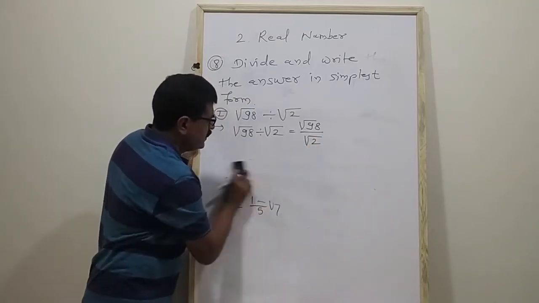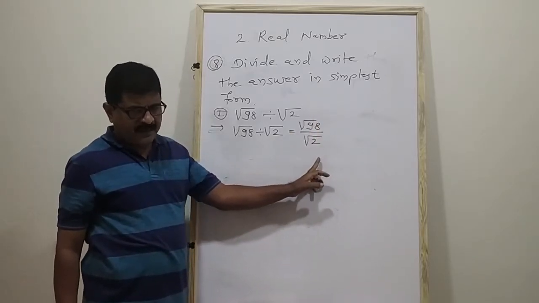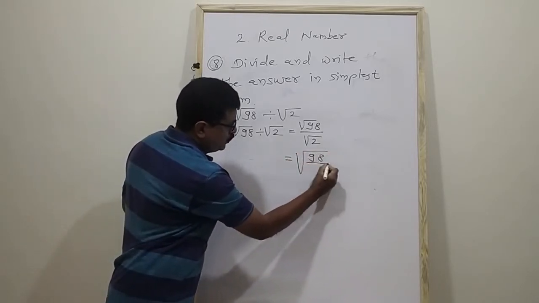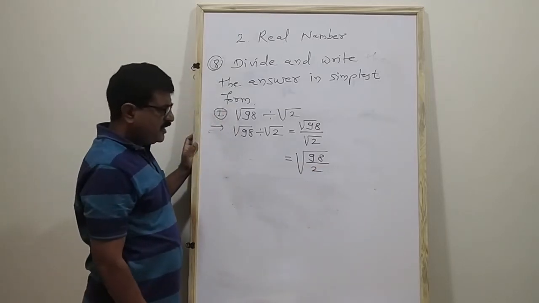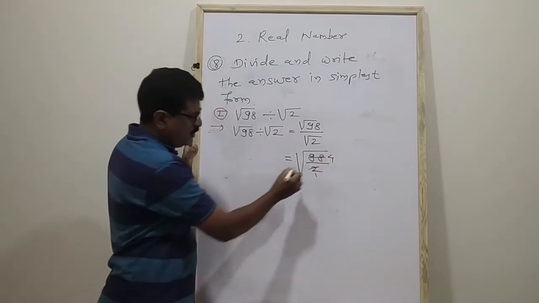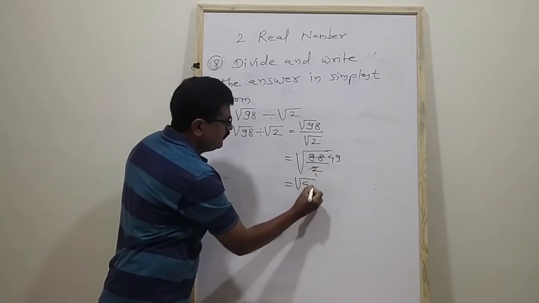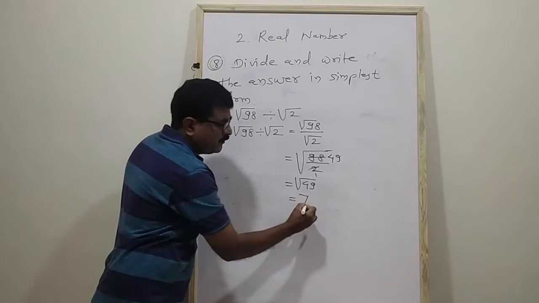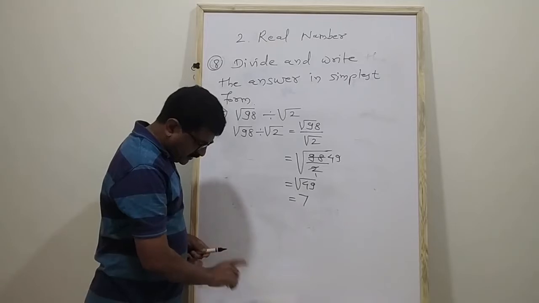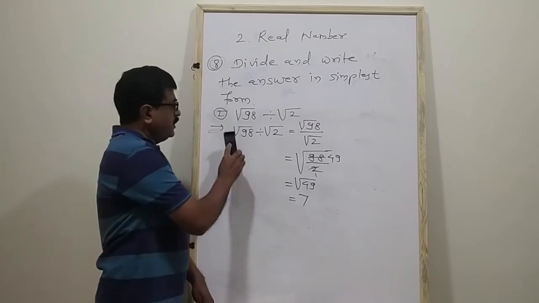Now we know formula, square root A upon square root B is written as square root A upon B, is equal to square root of 98 divided by 2. Now we are dividing by 2. Here dividing by 2, 4, 9 is equal to square root of 49. And what is square root of 49? 7. Therefore answer of this is 7, which is in simplest form.